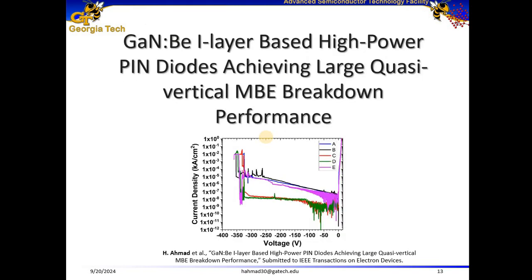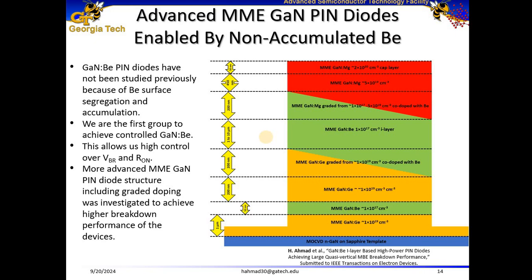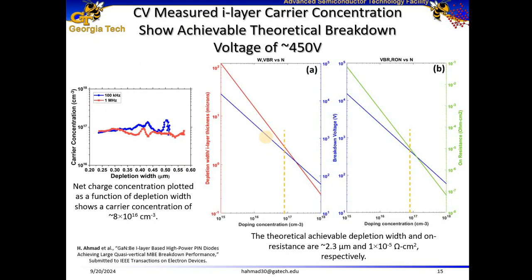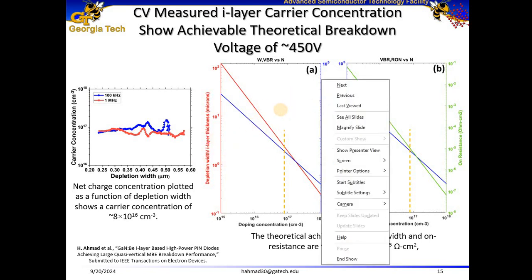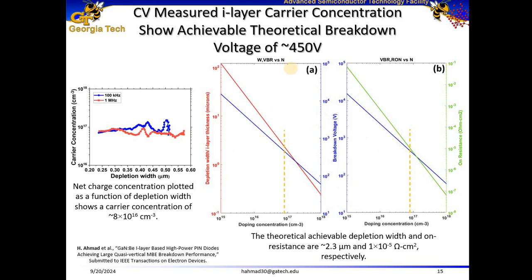And then here is a complicated structure of those gallium nitride pin diodes, and I measured the doping concentration of the I layer, and it came out to be approximately 8 times 10^16 per cubic centimeter from capacitance voltage measurements. So for this doping concentration, the depletion width comes out to be approximately 2.4 micrometers, and the corresponding breakdown voltage comes out to be 450 volts. So this is the theoretical limit.